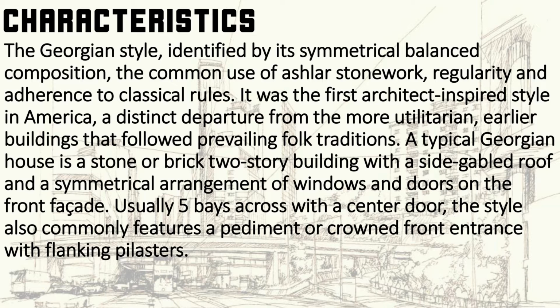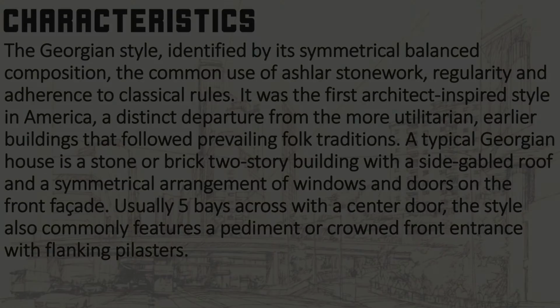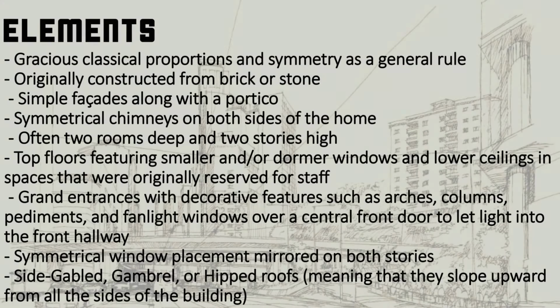prevailing folk traditions. A typical Georgian house is a stone or brick two-story building with a side gabled roof and a symmetrical arrangement of windows and doors on the front facade. Usually, 5 bays across with a center door, the style also commonly features a pediment or crowned front entrance with flanking pilasters. So here are the elements for American Georgian style colonial architecture.